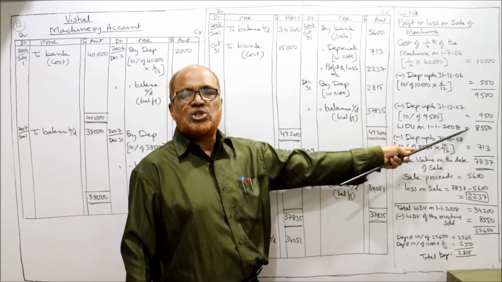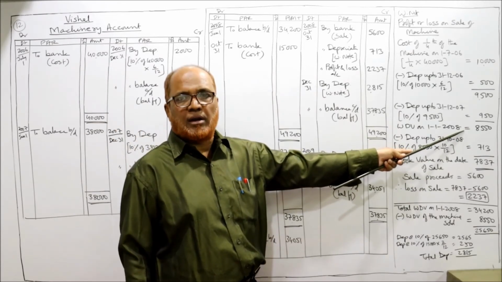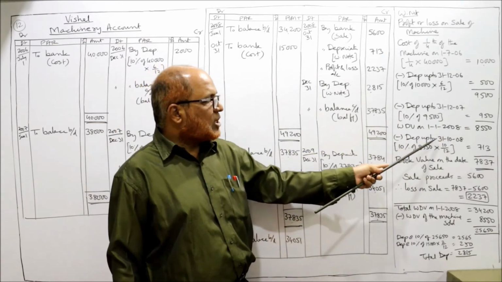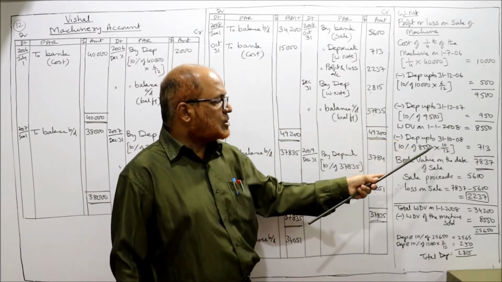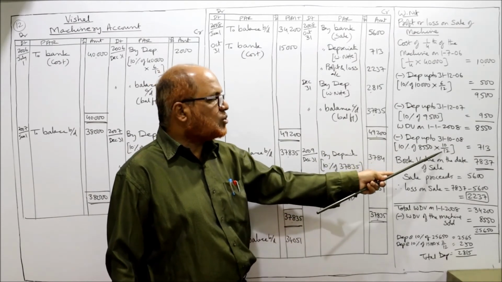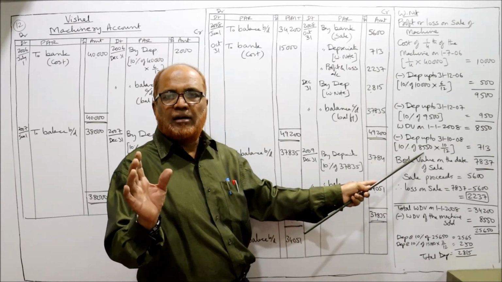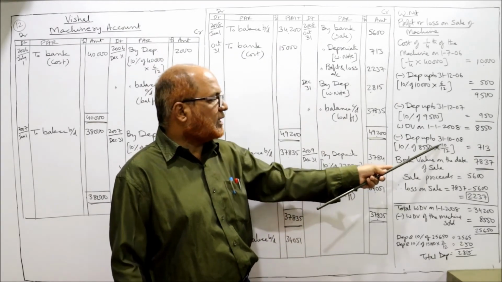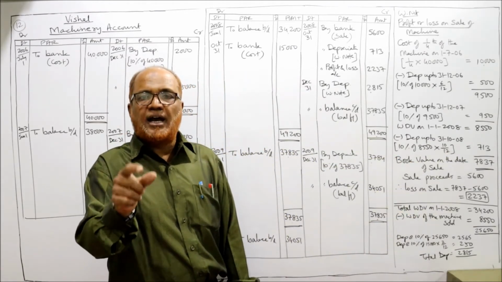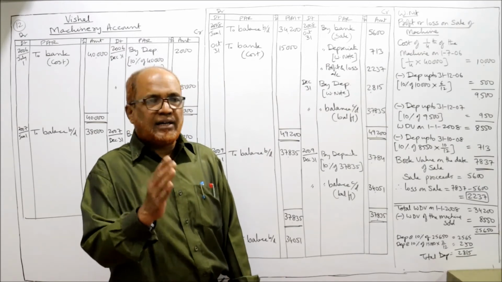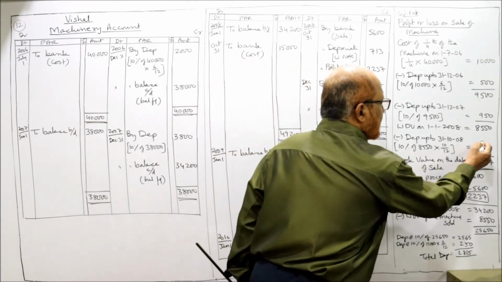Now the machine is sold on 31st October 2008. So we calculate depreciation for 10 months, from 1st January to 31st October 2008. So 10% of 8,550 into 10 by 12. This 10% of 8,550 is per annum, but we require only for 10 months, so 10 by 12. So 713 is the depreciation for the current year, up to the date of sale.